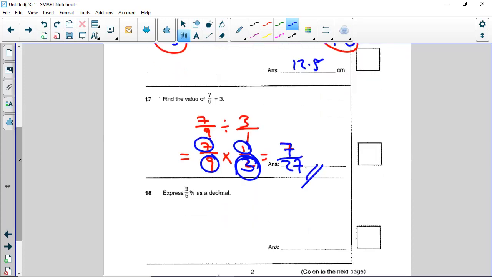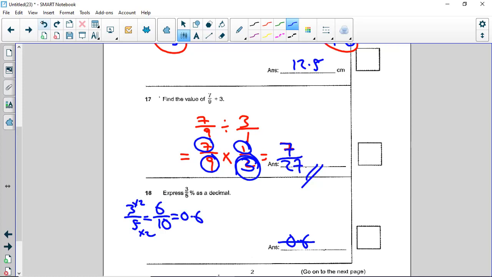Okay, question 18. This is the one where I think some of you may not know how to do. Some of you put down the answer as 0.6, which is still wrong. Why is it still wrong? Because of how you change it into a decimal. By the way, if you look at 3 over 5, what is the decimal for 3 over 5? You can make the denominator into a 10. So 5 times 2, 3 times 2, 6 over 10. And that's how you get 0.6.